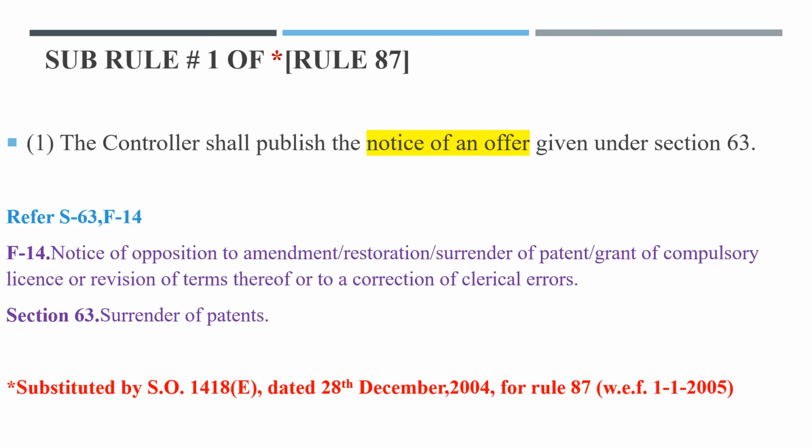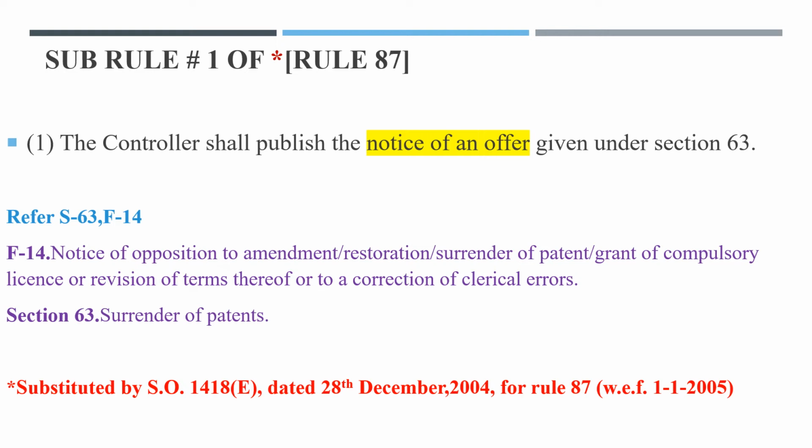Subrule 1 of rule number 87. This says the controller shall publish the notice of an offer given under section 63. The key term here is notice of an offer. The simple meaning of this statement is, the controller publishes the notice of an offer as per the provisions of section 63, whereas section 63 deals with surrender of patents.